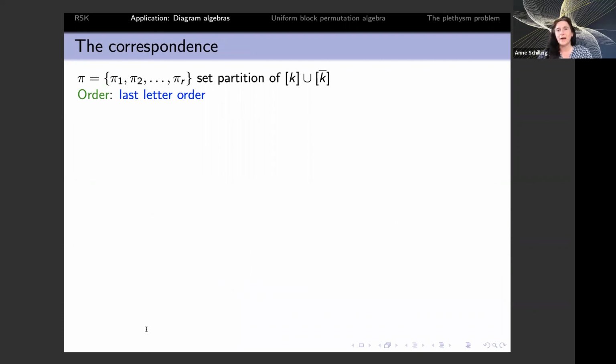Now I'm going to tell you how we are going to use the RSK algorithm for these partitions. Suppose we are given a partition of this union of alphabets, and I'm going to call the blocks pi 1, pi 2 up to pi r. For the RSK algorithm, remember we need an ordering. The ordering that I'm going to use is you look at the maximum of every set, and you compare the maximal elements. That's also called the last letter order. It turns out we only need to compare either the barred or unbarred letters, so I don't need to put an ordering on the barred and unbarred letters together, only separately.